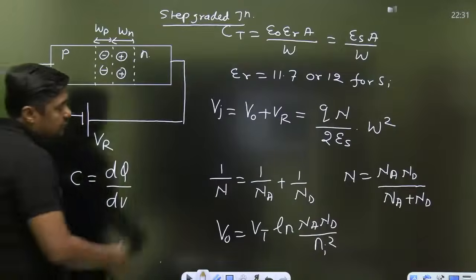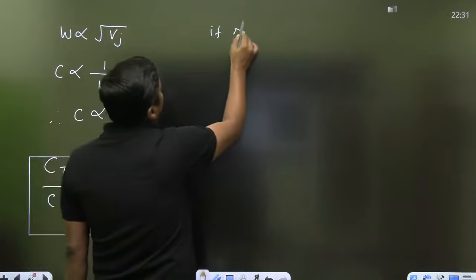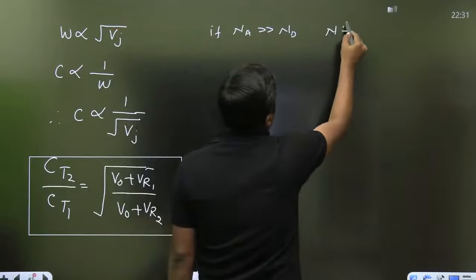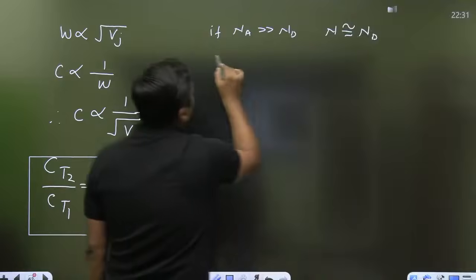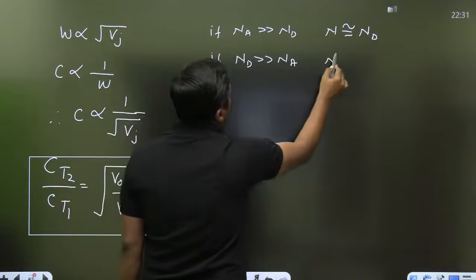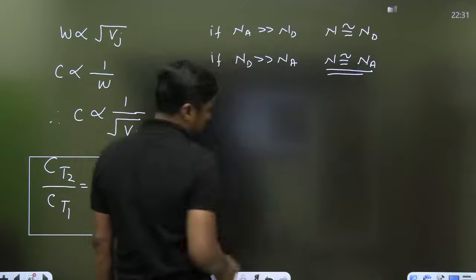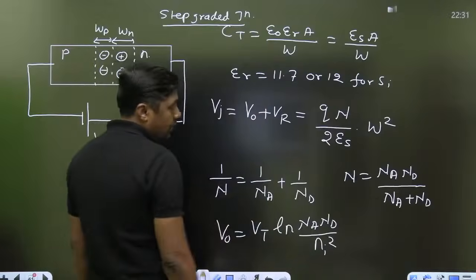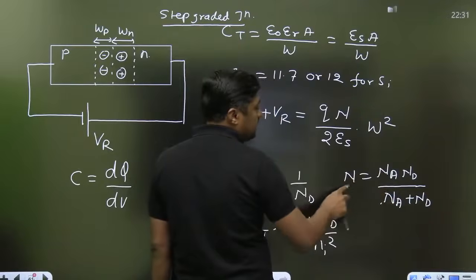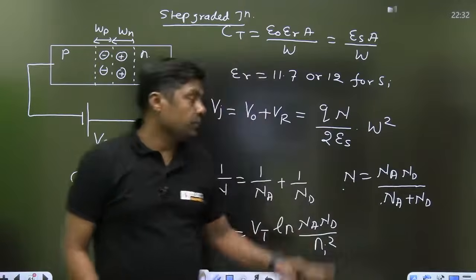Sometimes there is some confusion in Na. Always remember, if Na is very much greater than Nd, then N is nearly equal to what? Nd. Or if Nd is very much greater than Na, then N is nearly equal to Na. Always remember the smaller one. For example, if Na is very much greater than Nd, then Nd is negligible, this Na cancels, and N is nearly equal to Nd. So directly you can use this formula.